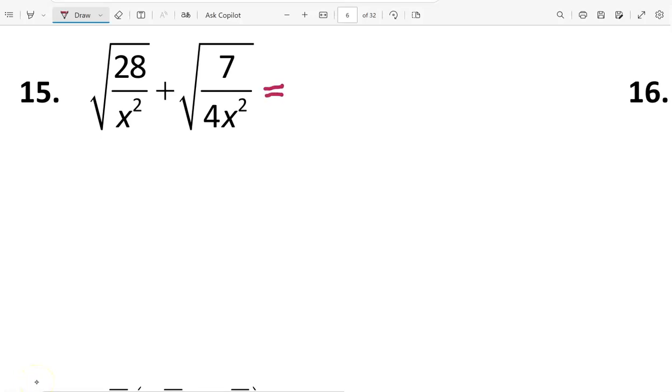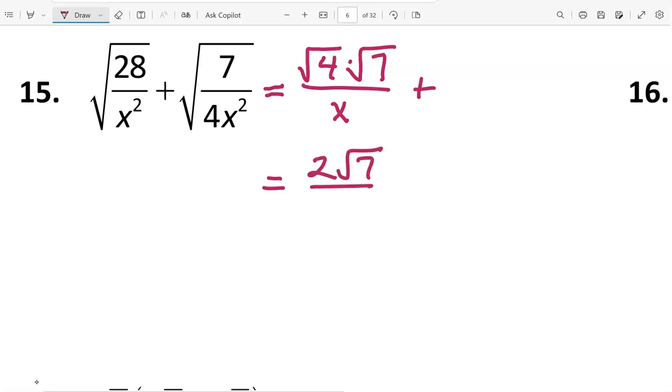Okay, in number 15, we can start by distributing the square root to the numerator and denominator of that first fraction. Square root of 28 can be factored to square root of 4 times the square root of 7, and the square root of x squared is just x, assuming that x is a positive number. So now that term simplifies to 2 times the square root of 7 divided by x.